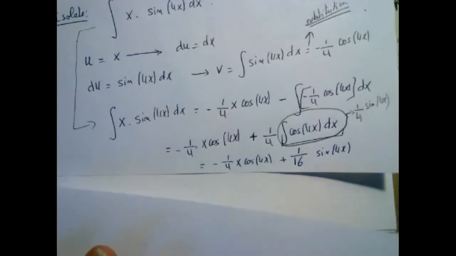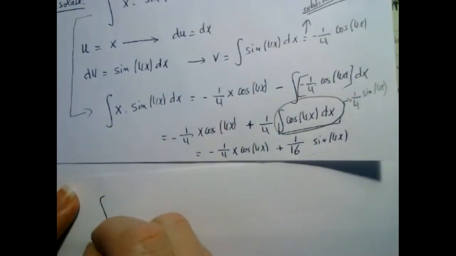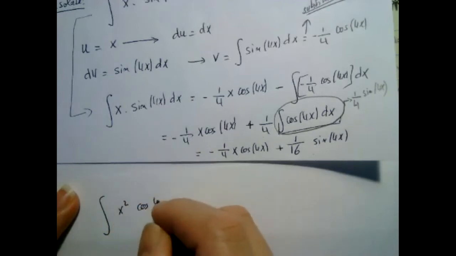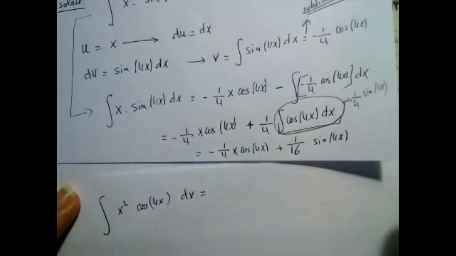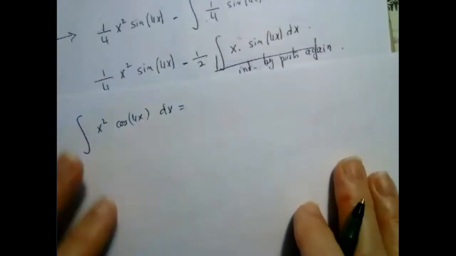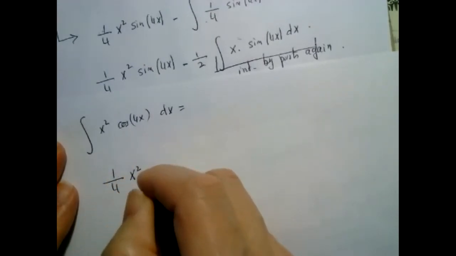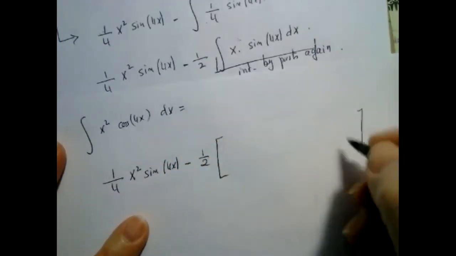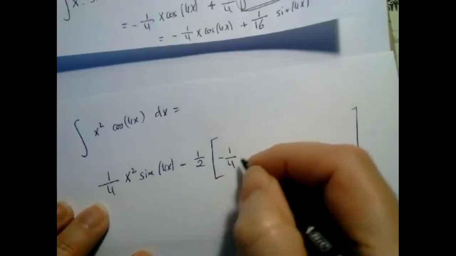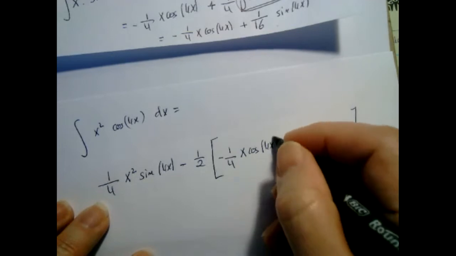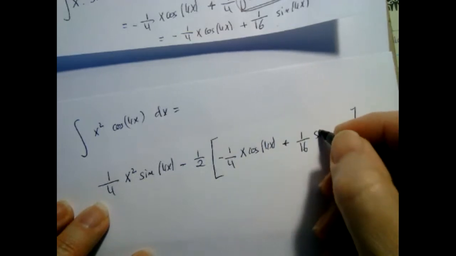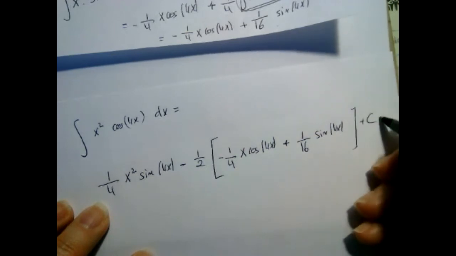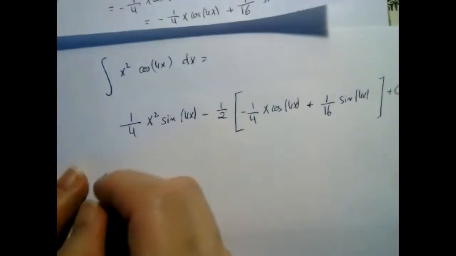Okay, so we go to our original problem, and we have the integral of x squared cosine 4x dx is now equal to. So now I have to get back to what I had originally. It's going to be equal to 1 over 4 x squared sine 4x minus a half, and then I'm going to substitute the value of this integral by what we got. So what we got was minus 1 over 4 x cosine 4x plus 1 over 16 the sine of 4x. And the rest is just put things together.